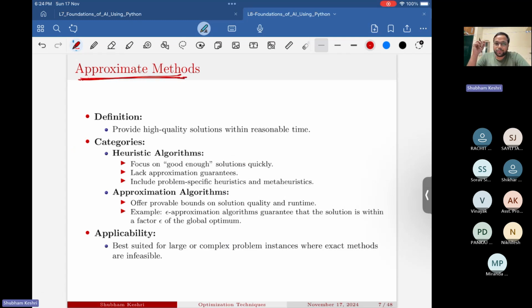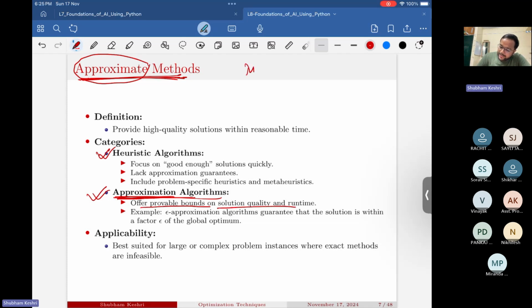So what is an approximate method? Whenever you have obtained a solution and you cannot guarantee optimality, then it is an approximate solution to the problem, and we are using an approximate method. There are two different classes of approximate methods: approximation algorithms and heuristic algorithms. Approximate and approximation, there is a difference in terms of these words, so you have to be careful. What is an approximation algorithm? It will not guarantee you optimality, but it will offer you a bound on solution quality.